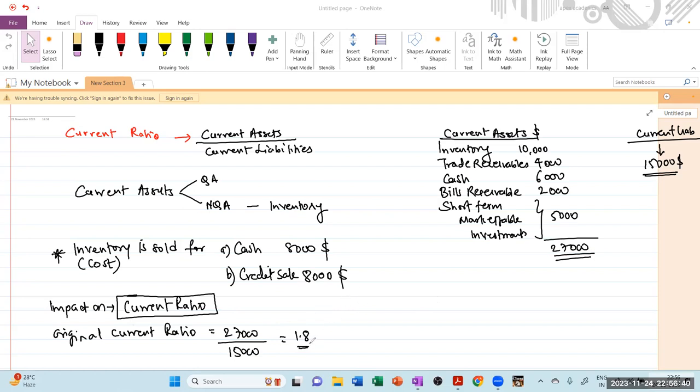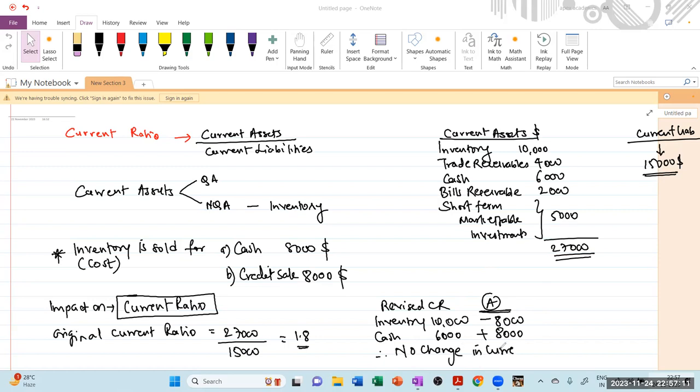Now, if I ask you, what is the revised current ratio in case A? Please understand that inventory was 10,000, 8,000 is gone, but cash, which was 6,000, 8,000 has come in. So on a net basis, there is no change in current assets. Do you understand this statement? Yes or no? There is no change in current assets. It's a very important statement that I just made.